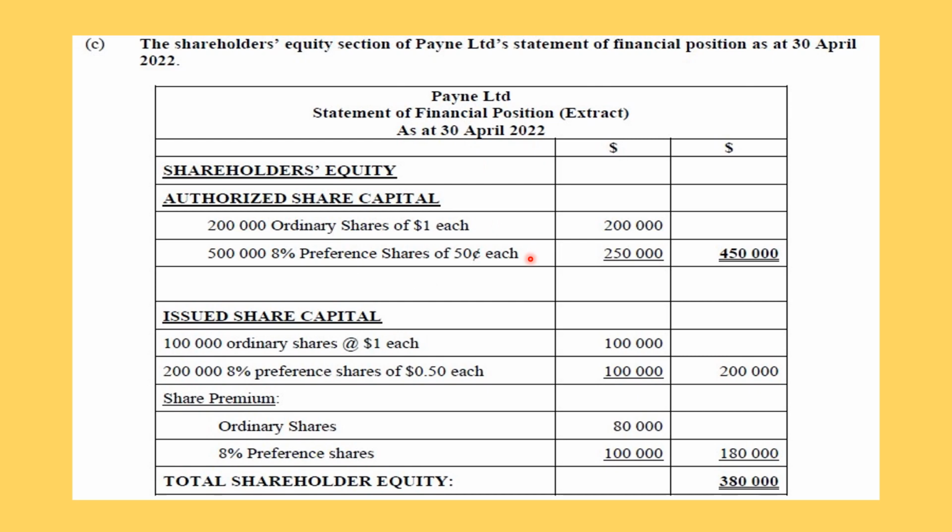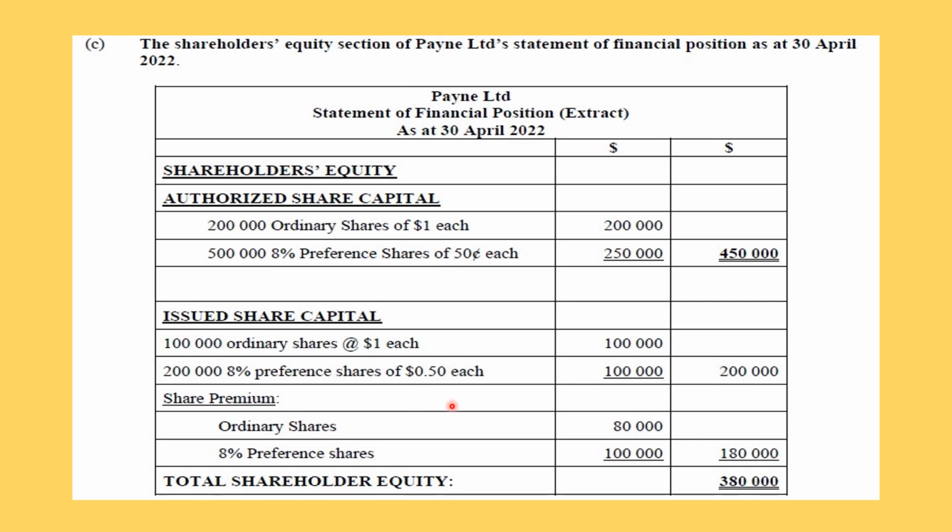Here we have it, the shareholders' equity section of Payne Limited, statement of financial position as at 30th April 2022. You should have your heading again correct. Make sure you say it is an extract, and then you identify what it is, shareholders' equity. It's divided into two sections, one section for the authorized share capital and the next section for the issued share capital. Notice the long-term liability for the debentures does not show up in the equity section. That would go under long-term liabilities.